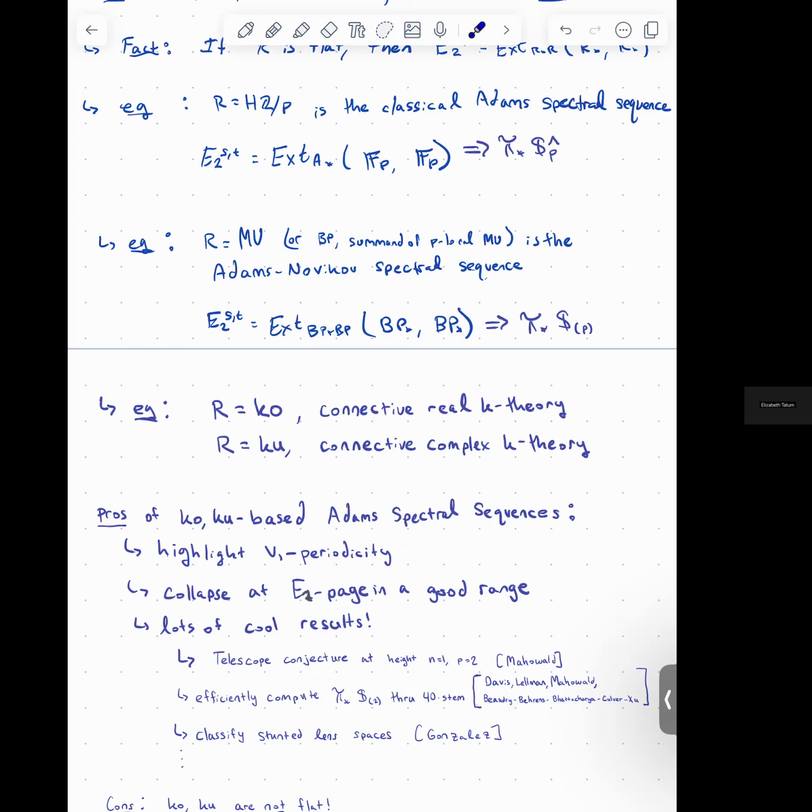Then, yeah, there are lots of different applications of these. I think another fun one is classifying stunted lens spaces. That was done using the KU-based atom structural sequence by Gonzalez.